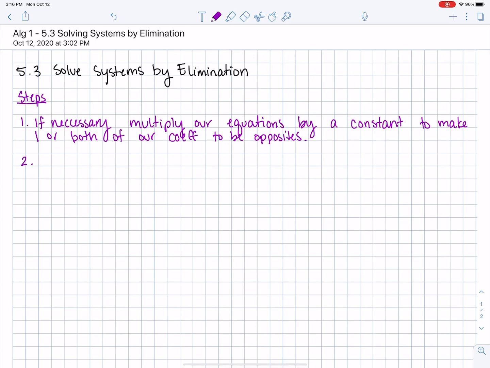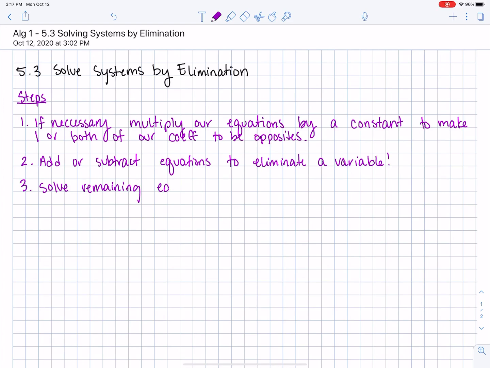Now, sometimes you don't have to do that. Sometimes you can jump right into step 2, which is that you're going to add or subtract equations, and you're going to do this step to eliminate a variable. It has to eliminate a variable. That's the only way that this works. Then you need to solve that remaining equation. And then last step is to substitute the value back in and solve.